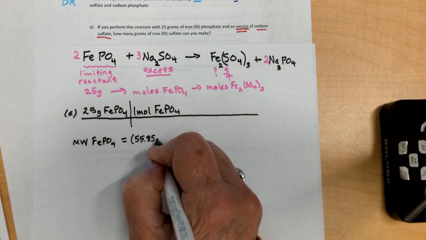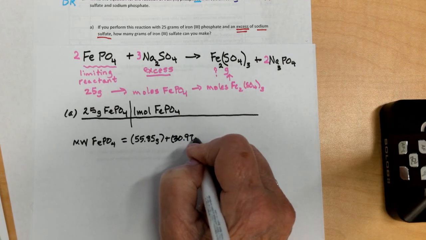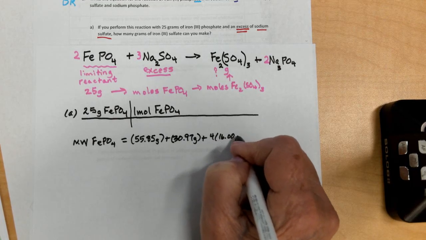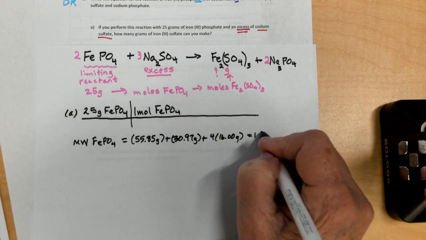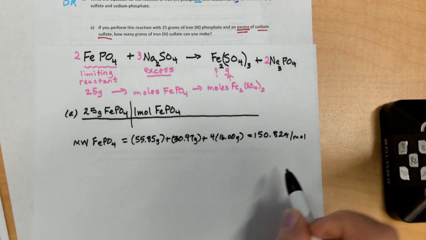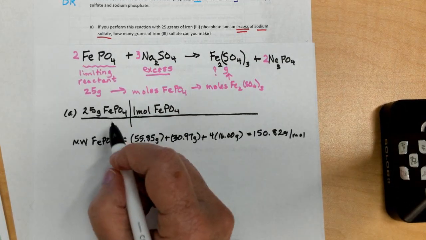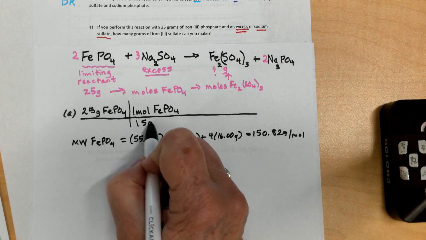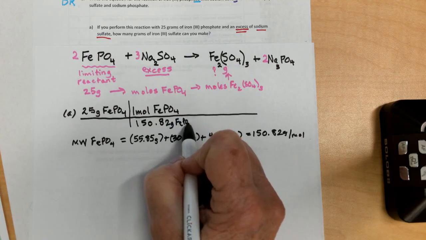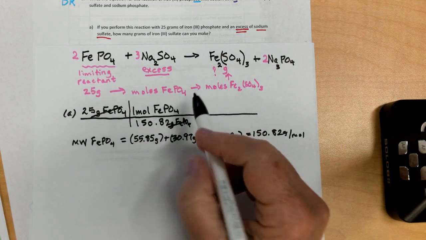55.85 plus 30.97 plus 4 times 16, and that will be 150.82 grams per mole. That's why I'll put 1 mole on top, because this is the mass of 1 mole, 150.82 grams. That cancels, and now I'm in moles of that.